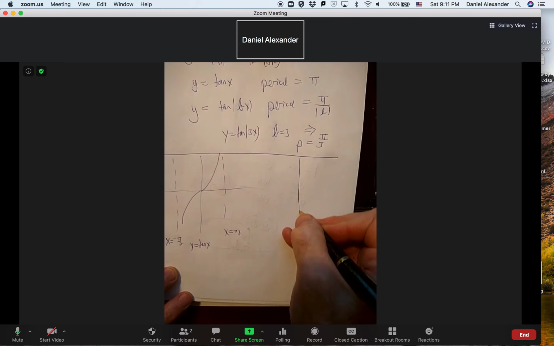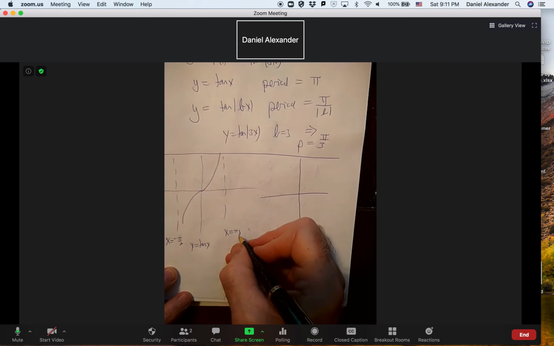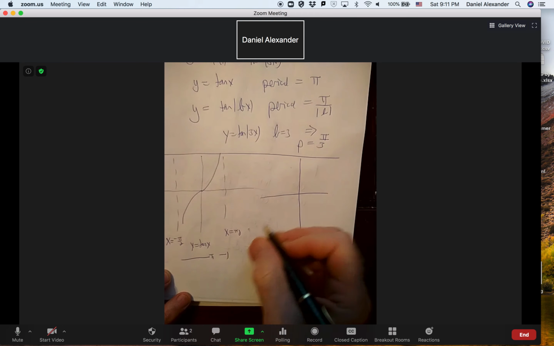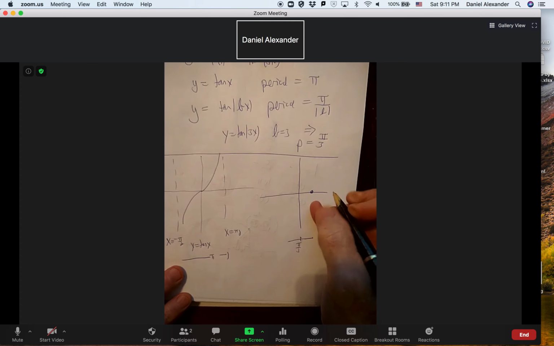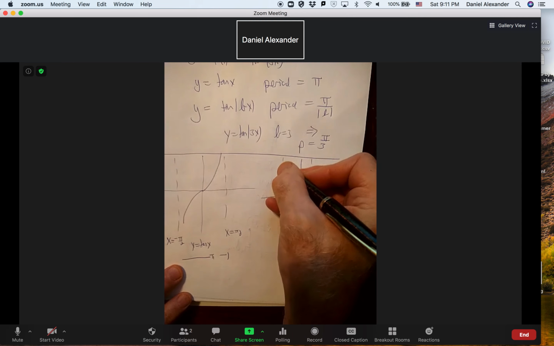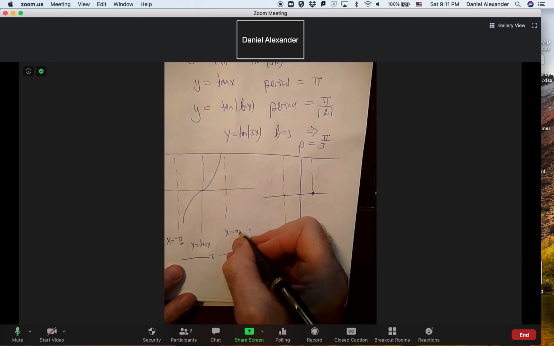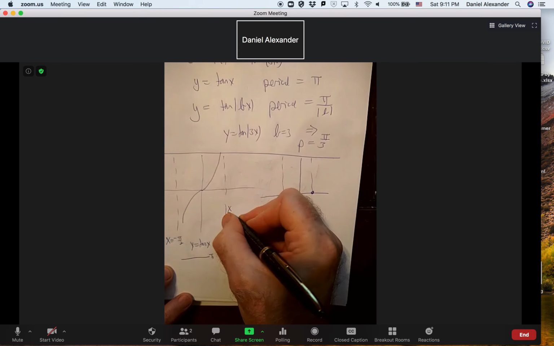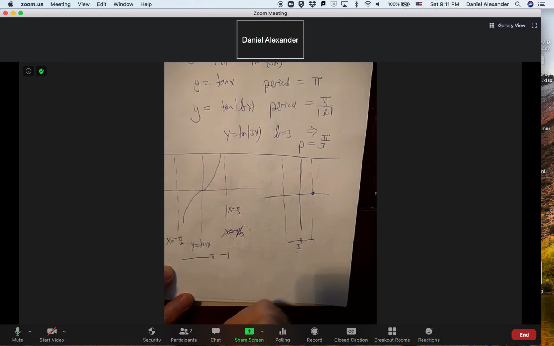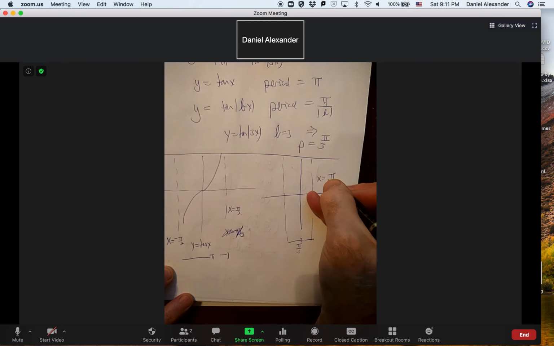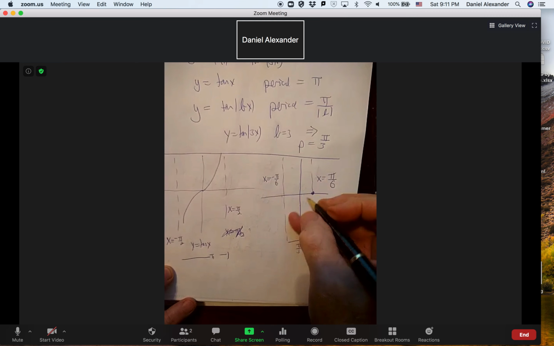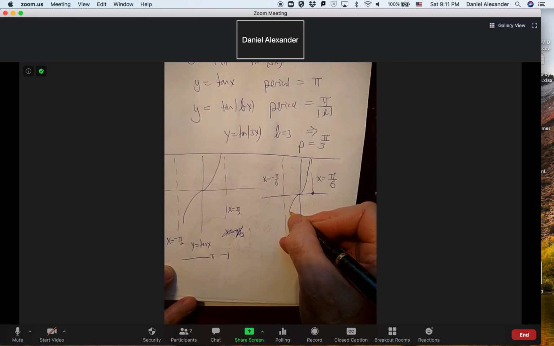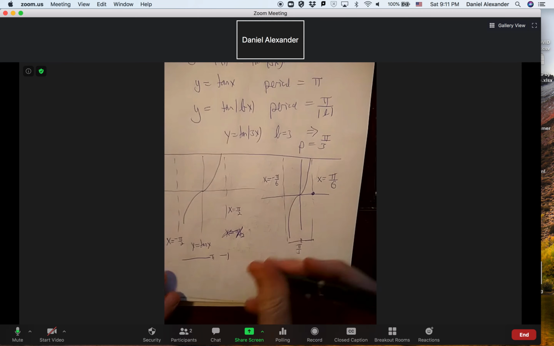So y equals tangent 3x is going to go, this distance was pi, one cycle. This distance is going to be now pi over 3. So it's going to go to, instead of pi over 2, the period's cut in 1/3, so this is going to be x over pi over 6. This asymptote is going to be x equals minus pi over 6. So it's going to go like this. It's just going to be a shorter period.